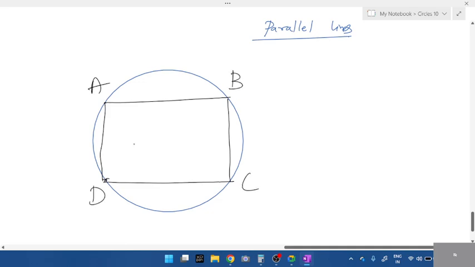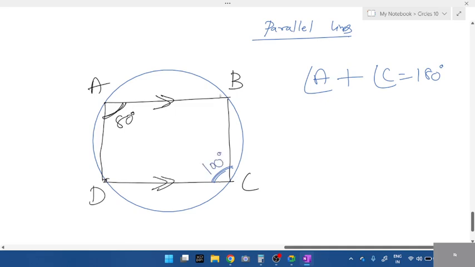Is any parallel line given? No parallel lines are given. Let me draw parallel line. According to parallel line concept, where are the parallel lines? Top, bottom, or left and right? Top and bottom. Right? I'll give one angle 80 degrees. According to cyclic quadrilateral, if A is 80, how much is angle C, students? Opposite angles are how much according to cyclic? 180. If A is 80, what about angle C? 100. First concept, cyclic quadrilateral is done.